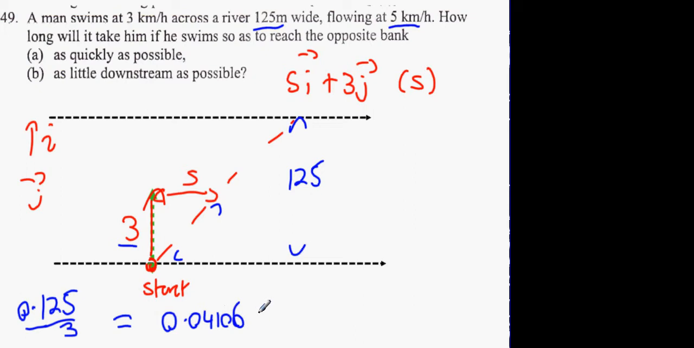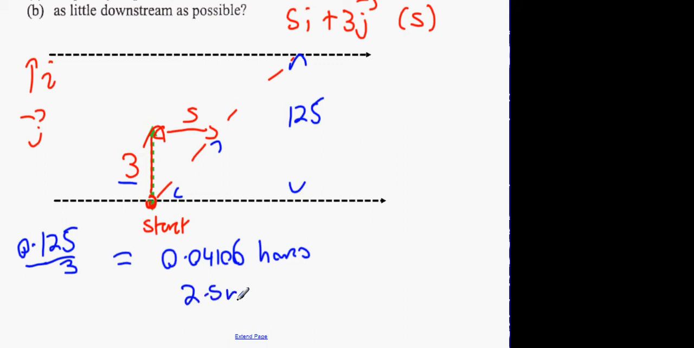0.0416 hours, or 2.5 minutes, once you divide that by 60 to get it turned into minutes. Very easy question. You're on the board.